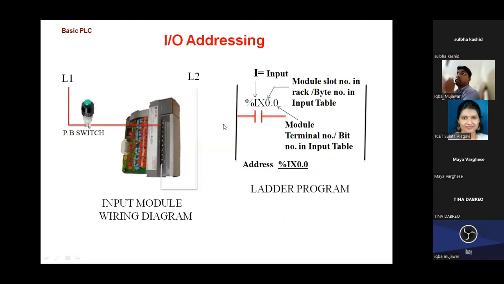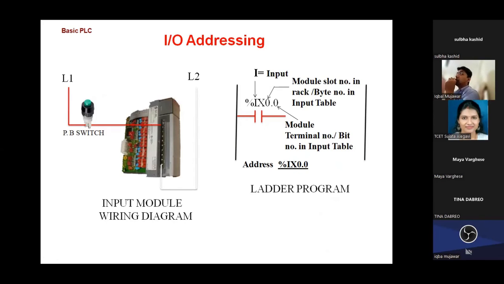These are the input output addressing. First I will explain how the input address is defined. Ultimately, as I said, the logic is the same, a normally open contact, but the address I can provide here. This is an example of a Bosch PLC.